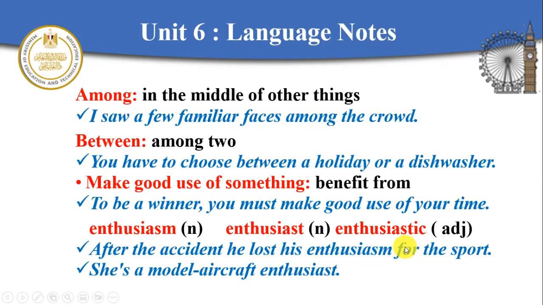What about the word enthusiastic? Enthusiastic here is an adjective. It means to have feeling or to be excited about something. Look here at this example. After the accident, he lost his enthusiasm. So enthusiasm here is his feelings. He lost his enthusiasm for the sport. And she's a model aircraft enthusiast. So enthusiast here is a person. She is enthusiastic about something, okay?